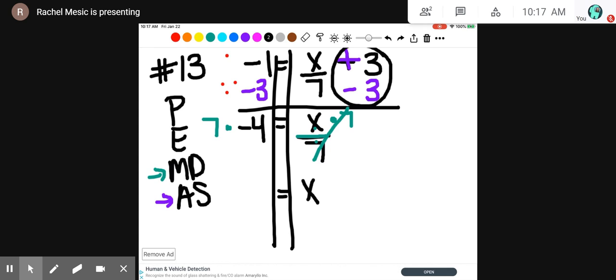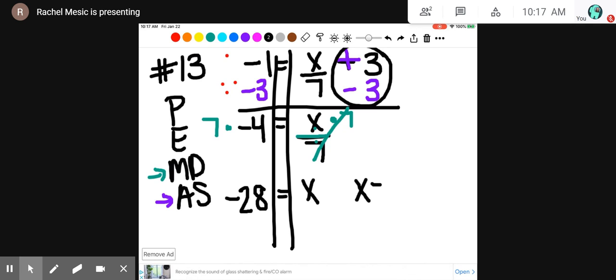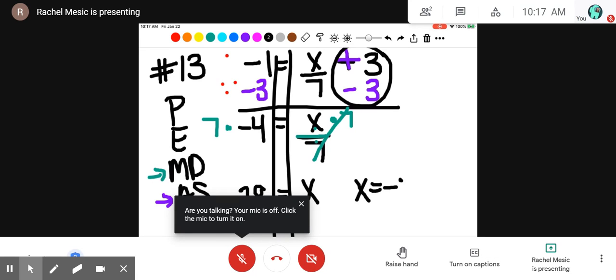And on the left, I have 7 times -4, which is -28. So it's like I have 7 groups, and each of the groups has 4 negatives in it. So altogether, I would have 28 negatives. When you type this answer into the Google form, the x needs to be first. So you're going to type in x equals -28 with no spaces.